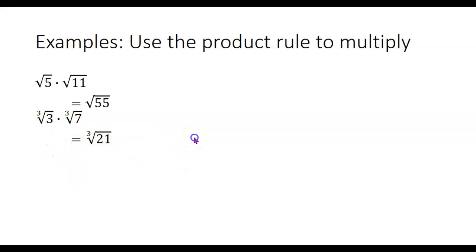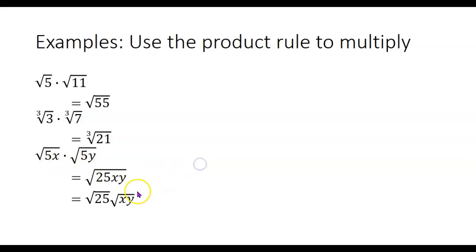The square root of 5x times the square root of 5y equals the square root of 25xy. 5 times 5 times x times y. And here we can do something more, because we can break this up into the square root of 25, which is 5, times the square root of xy. So we can leave it as just 5 times the square root of xy.